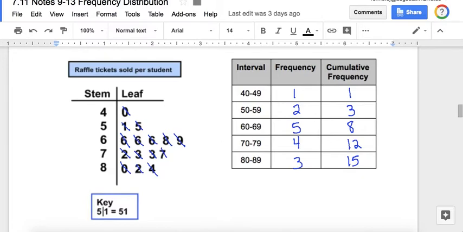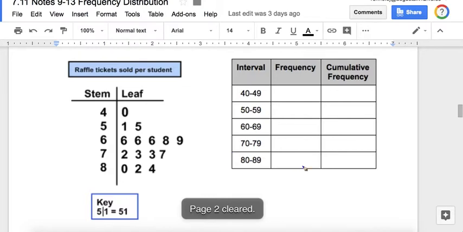Okay, turn the page. And also, let me just say one more thing. The cumulative frequency was 15, and there were 15 leaves. So those should always match, because that tells us how many students, and the leaves also tells us how many students. So cumulative frequency and the leaves will both tell us how many students there were.